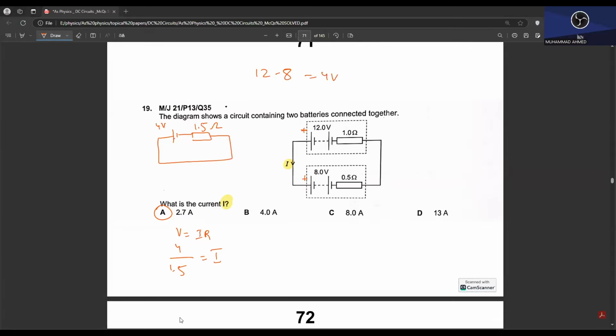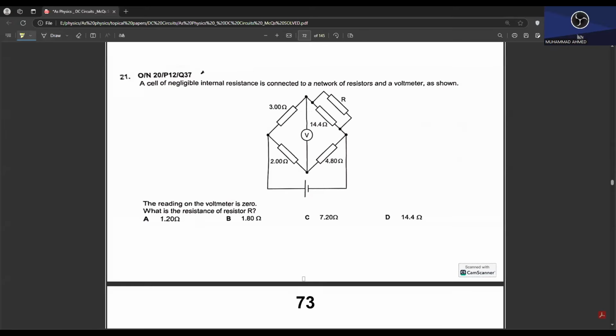Let's further move ahead. Let's see this question. A cell of negligible internal resistance is connected to a network of resistors. Can you see this is the same question that we have just done previously? Try this out. Let me tell you the answer: the answer to this is D. Try this out, see whether you are getting the correct answer or not. This is a very similar question to what we have done earlier in the video.